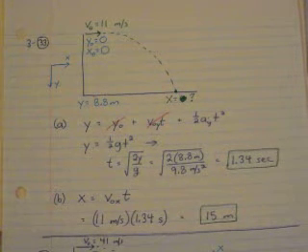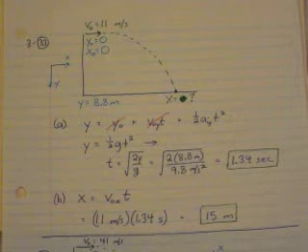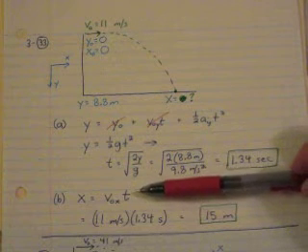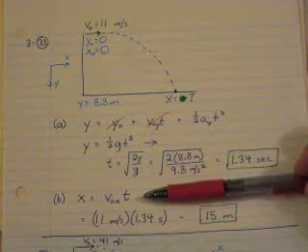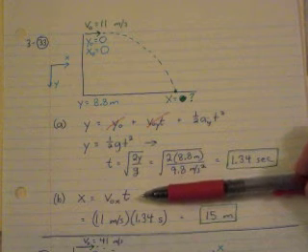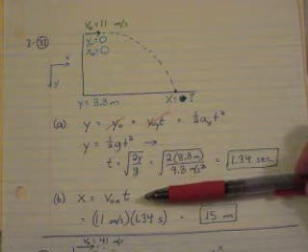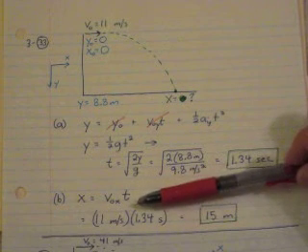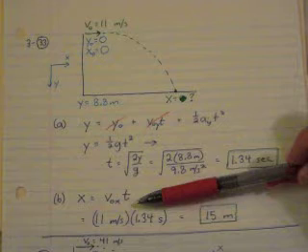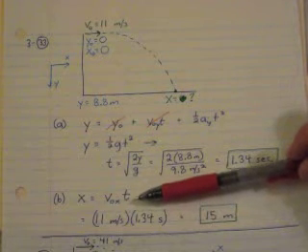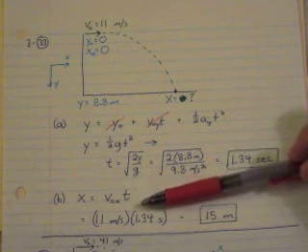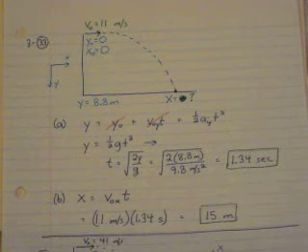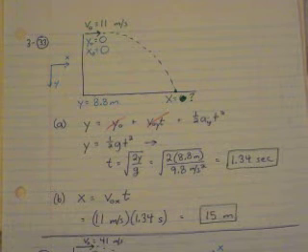Question B asks, how far does it move horizontally? Well, now that we know the time, the distance equals initial x velocity times t. We don't have to worry about acceleration, because with projectile motion there is no acceleration in the x direction. So it was originally moving horizontally at 11 meters per second. It will continue moving horizontally at 11 meters per second till it hits something. So 11 meters per second times the time of 1.34 seconds, it will go 15 meters before it hits the ground.